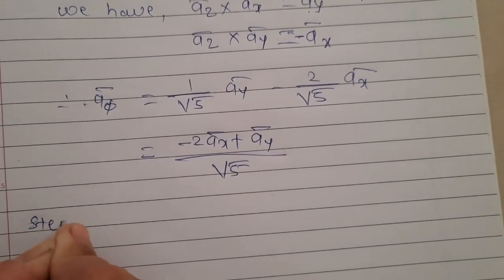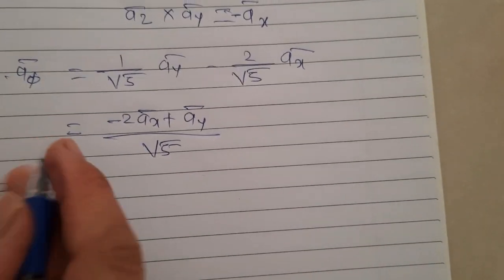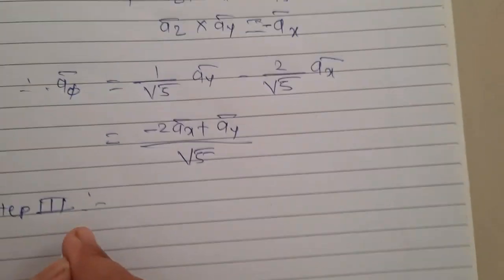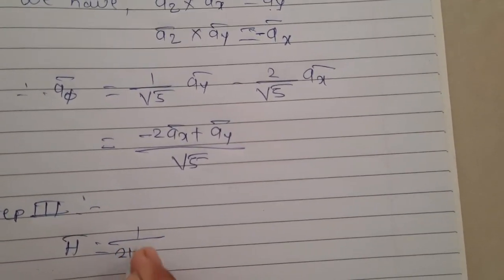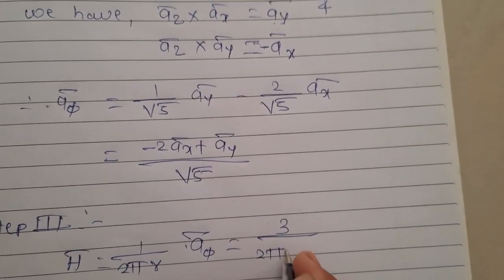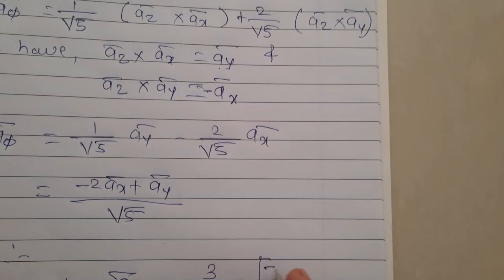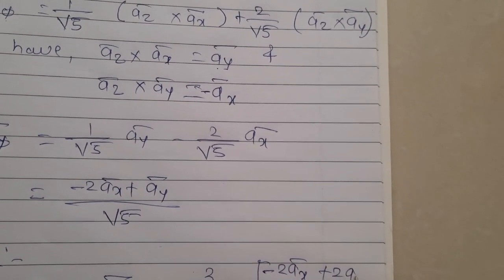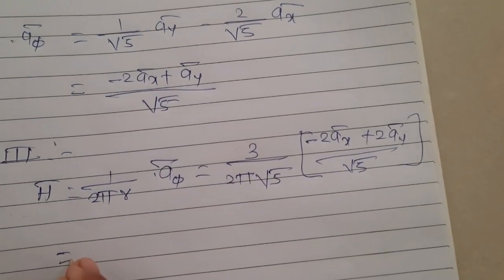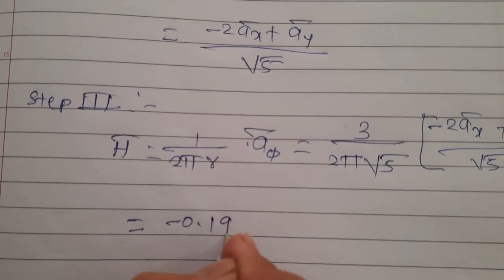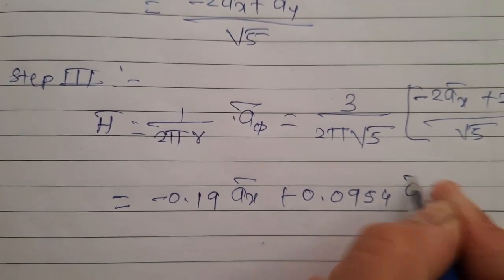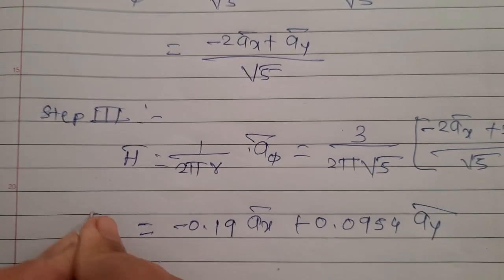Now next is step 3. Now what is step 3? The equation of H bar due to the infinite long straight filament placed along the z-axis is given by H bar equal to 1 by 2 pi R aphi bar, which is equal to 3 by 2 pi square root of 5 into (minus 2 ax bar plus ay bar) divided by square root of 5. So its value is minus 0.19 ax bar plus 0.0954 ay bar. This is the answer of H bar.